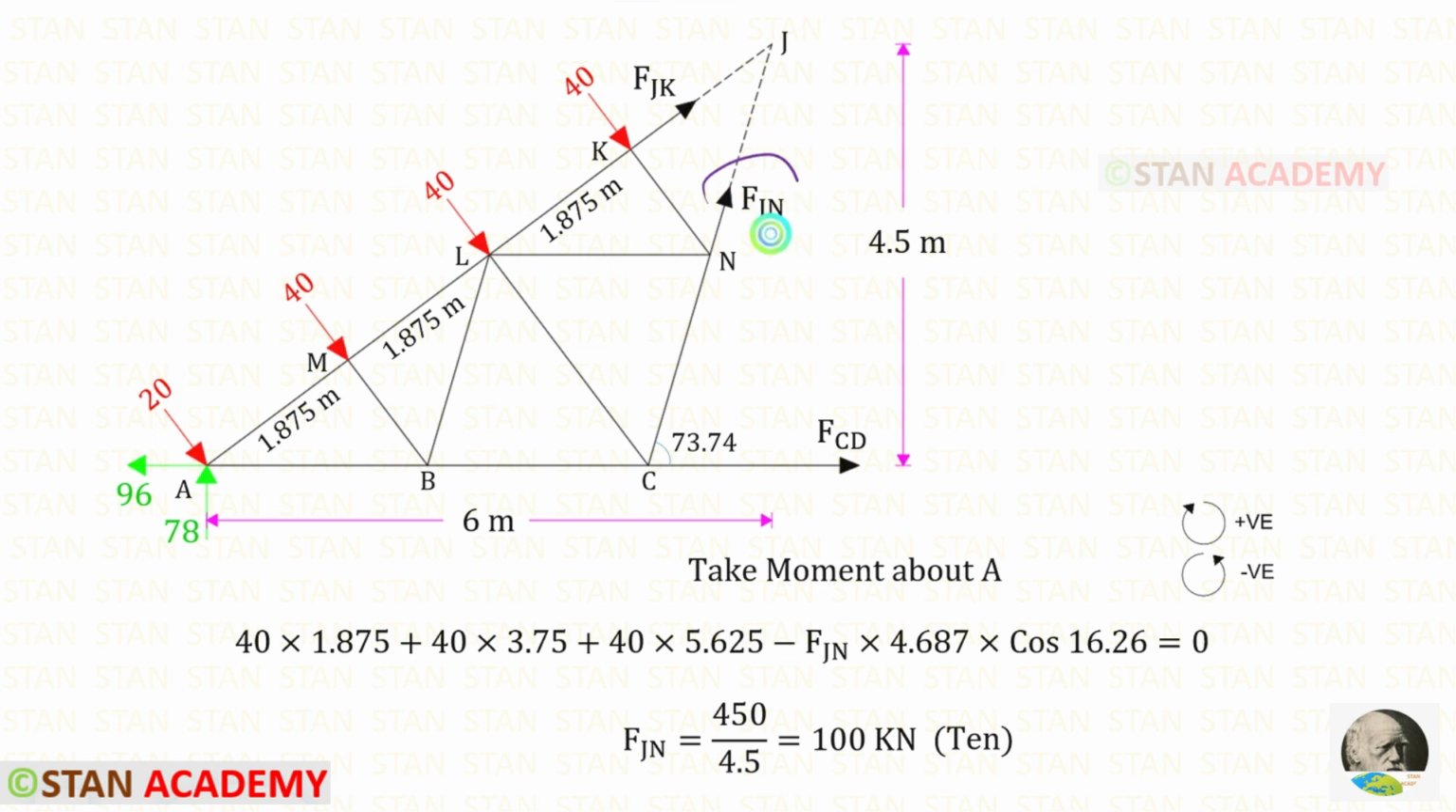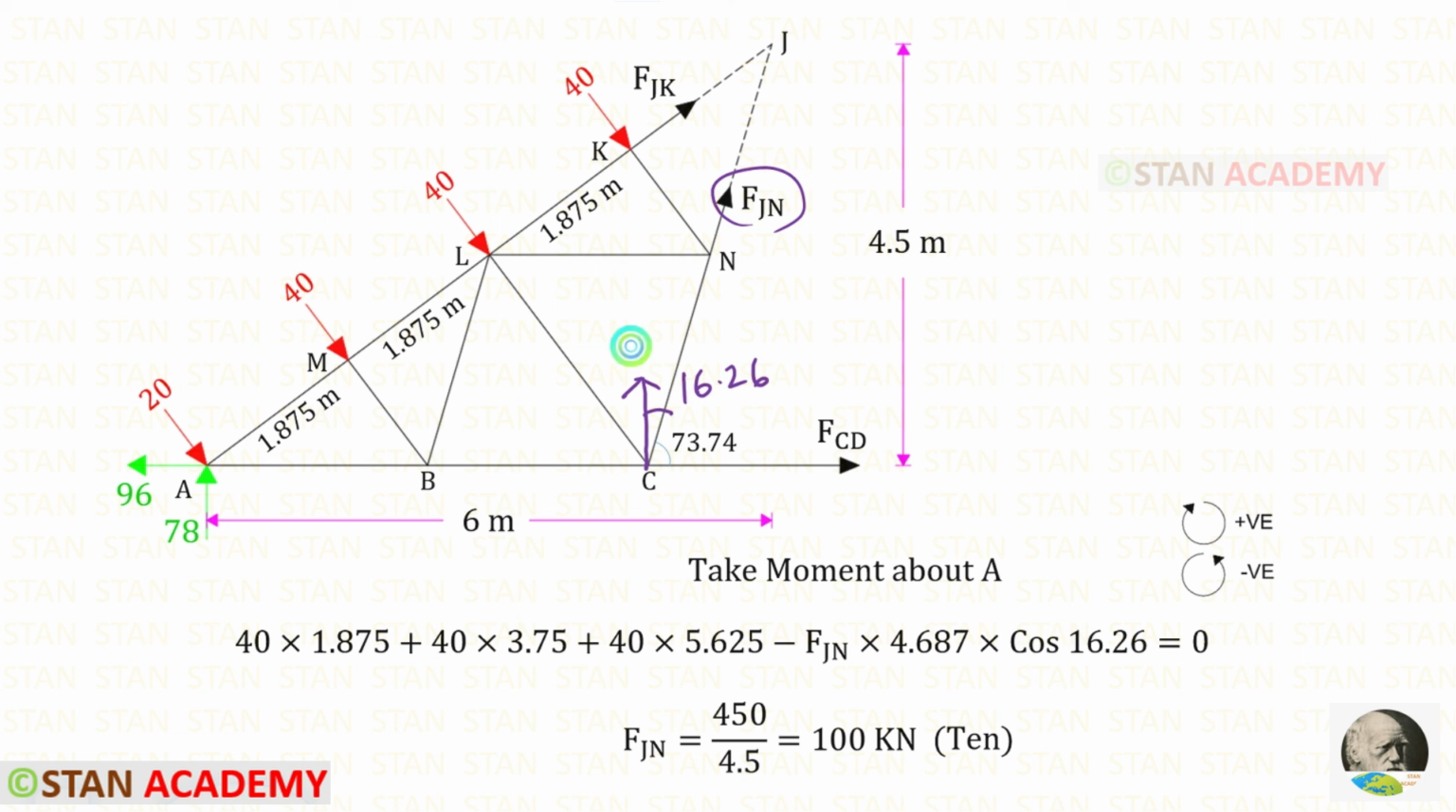To find Fjn easily, we have to take moment about A. When we take moment about A, we should not consider 20, 96, 78, Fjk and Fcd. The remaining forces are 40, 40, 40 and Fjn. We can resolve Fjn in the vertical direction. To keep it vertical, we need this angle. We have already found this angle as 16.26.